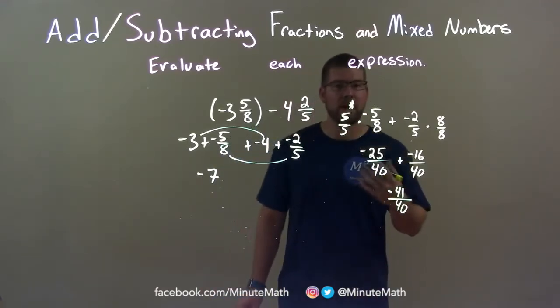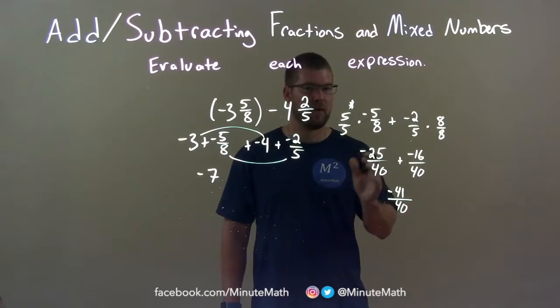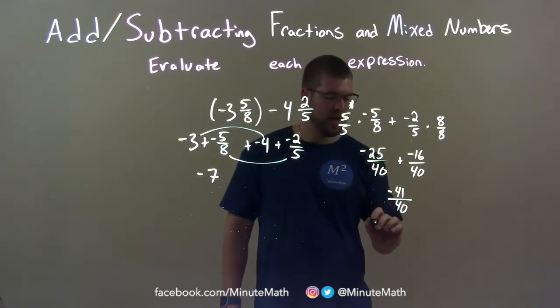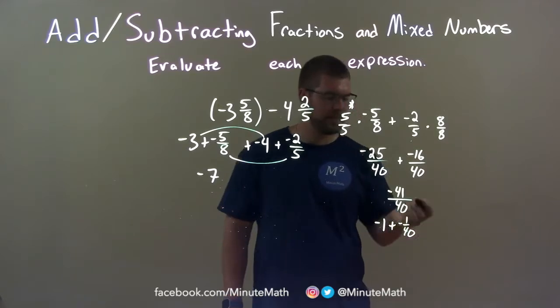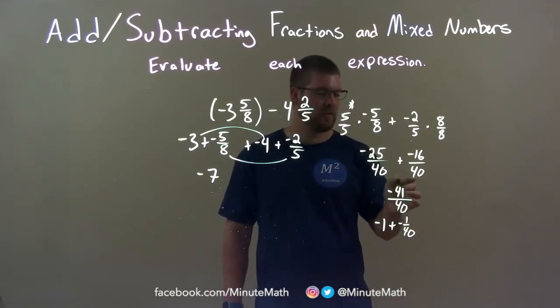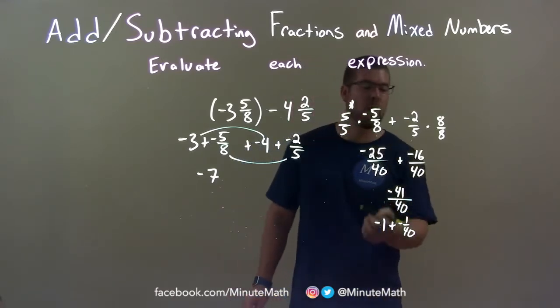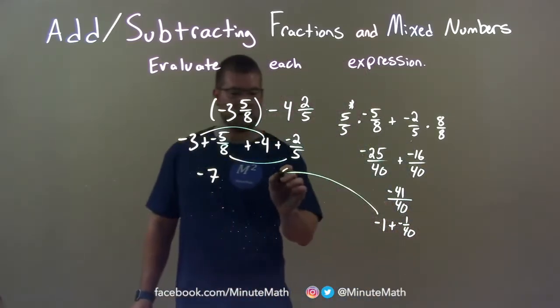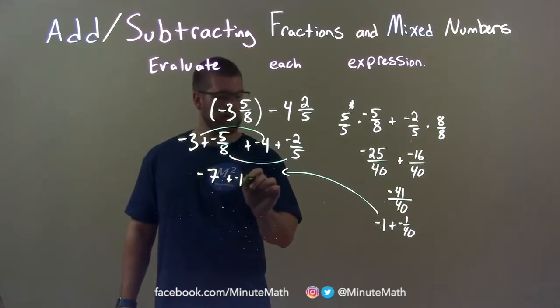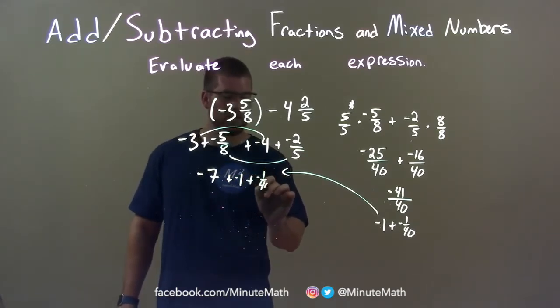And if I want to break that down to be a whole number and a fraction, that would be negative 1 plus a negative 1 over 40, right? Because 40 goes into 41 one time, and we're left with 1 left over, 1 over 40. And they're all negative, okay? Bring that over here, plus a negative 1, plus a negative 1 over 40.